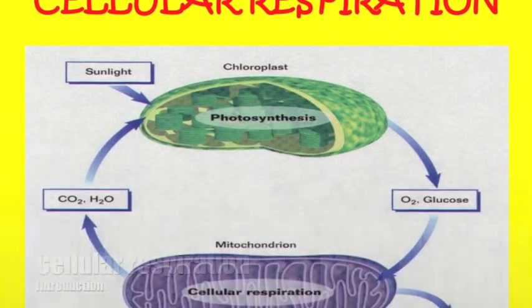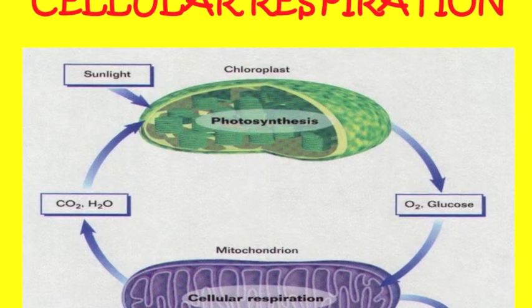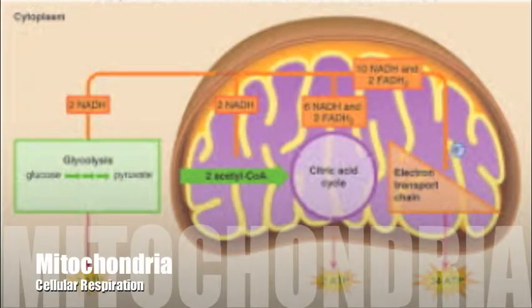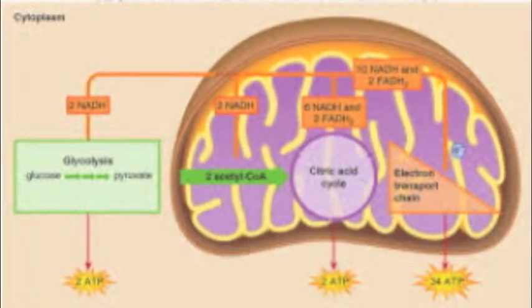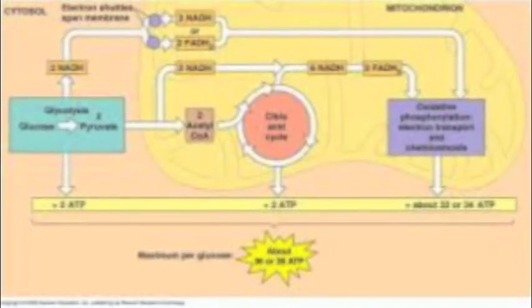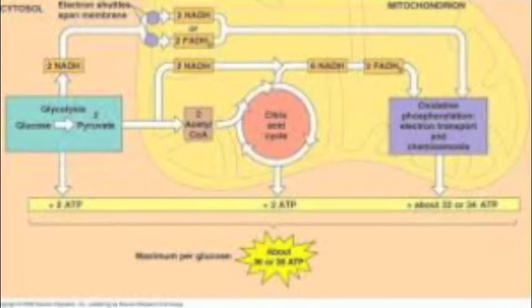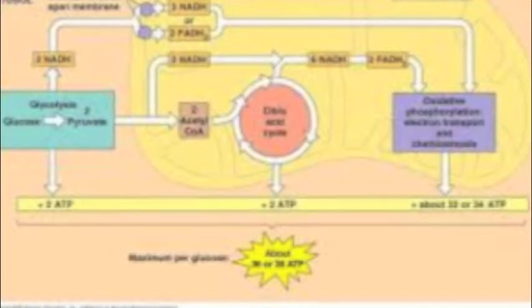Now let's move on to cellular respiration. Respiration occurs in the mitochondria, but the breakdown of glucose, glycolysis, occurs outside of the mitochondria, in the cytoplasm. In cellular respiration, the energy in glucose bonds is released. The energy released from glucose through respiration is transferred to a molecule called ATP.